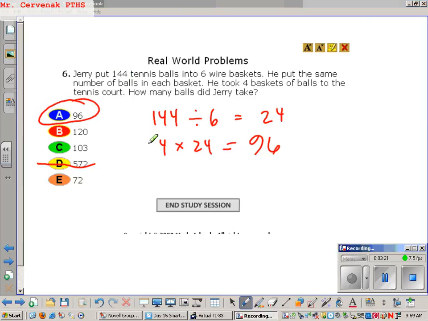Here we have a problem that's similar involving tennis balls. 144 tennis balls. 6 wired baskets means there are 24 balls in each basket. He's going to take 4 baskets, each containing 24, and conclude that he takes 96 tennis balls with him. Notice that one of our strategies in taking these tests could be to eliminate answers that don't make sense. In this case, 572 would not make sense.